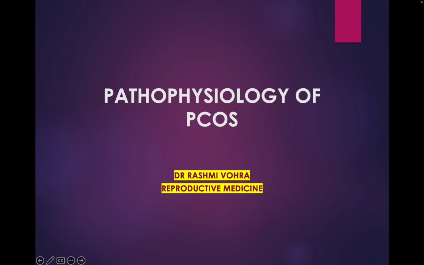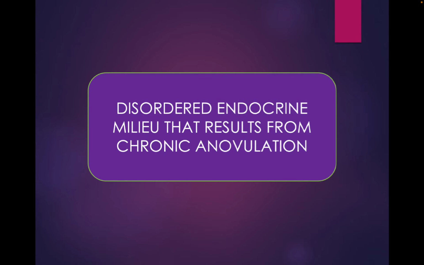Let's discuss the pathophysiology of PCOS today. So what is the main reason behind polycystic ovarian syndrome? What is the main derivative of all the problems which are happening in a patient with PCOS? That is chronic anovulation. So chronic anovulation is the main reason why the patient is suffering from all the problems.